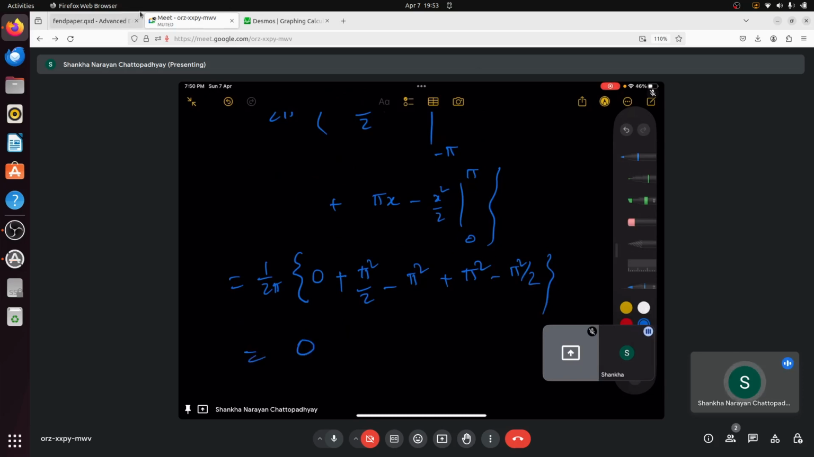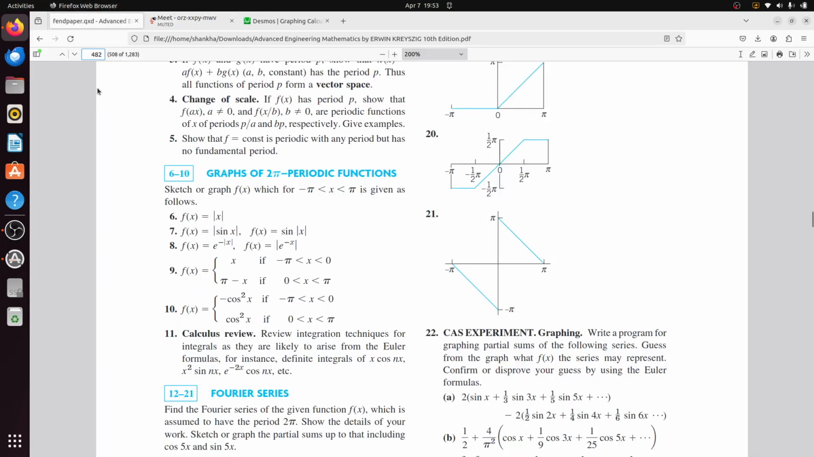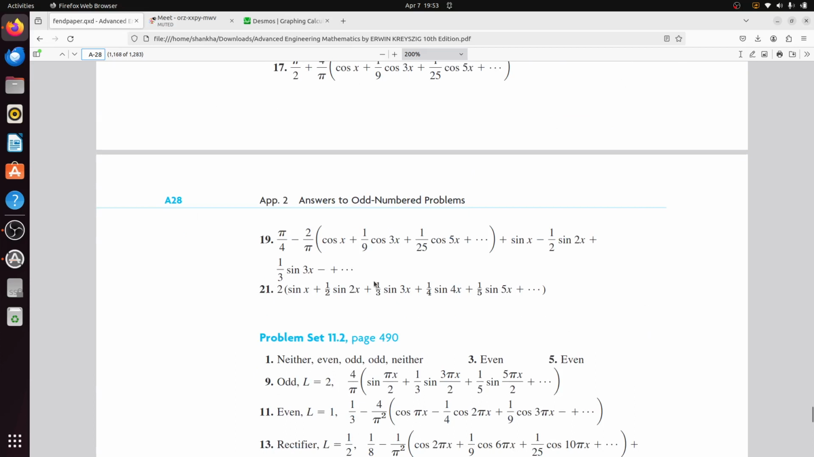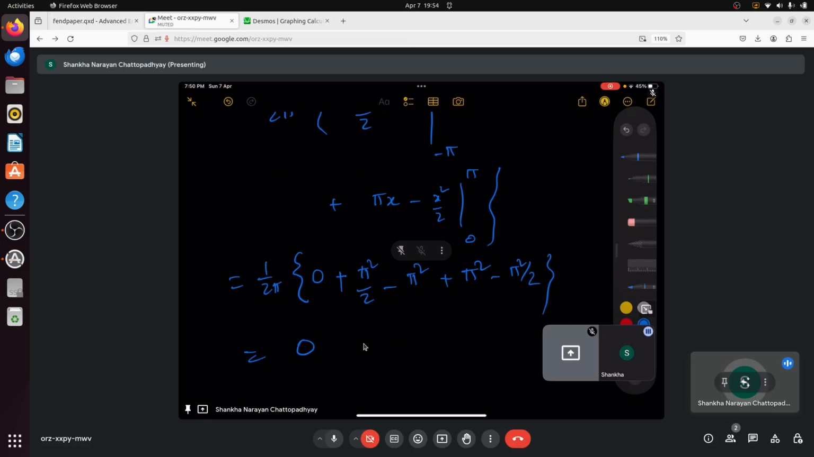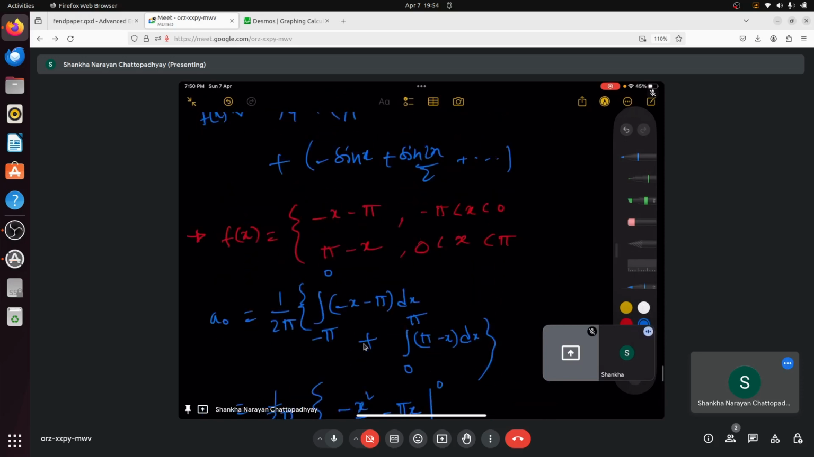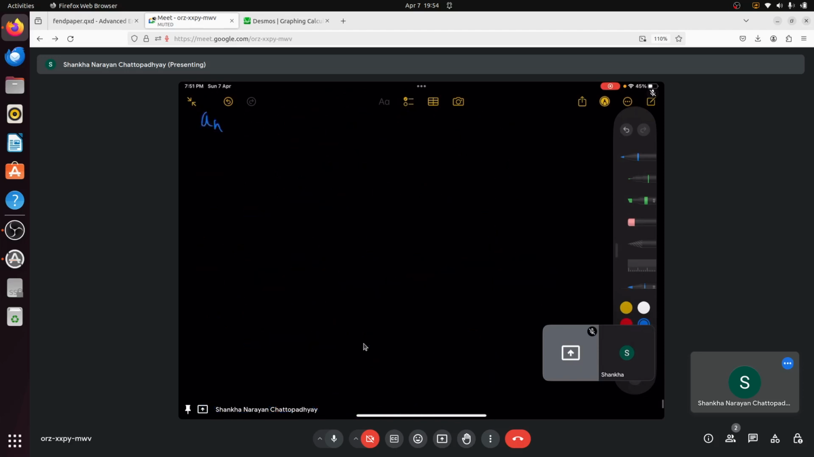Let's see what the answer is. 397. There should not exist an a0 term. Yes, the a0 term is not there. So the a0 term is not there. Also you can prove that an is also 0.